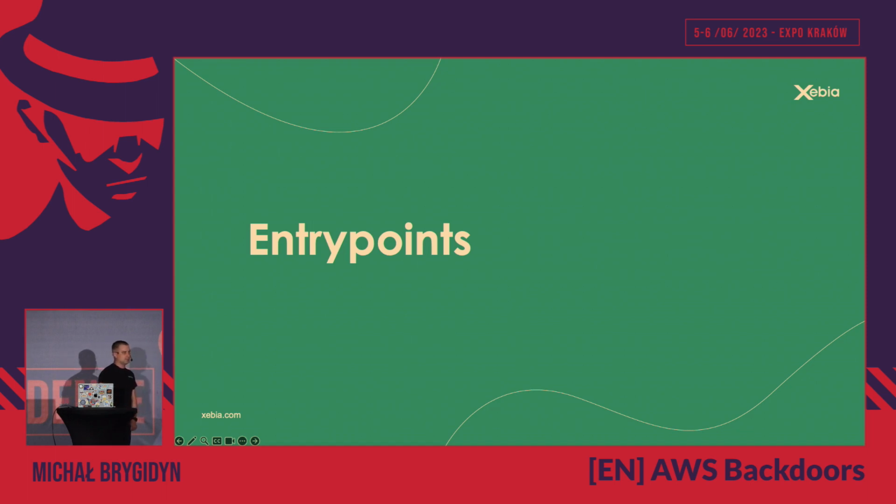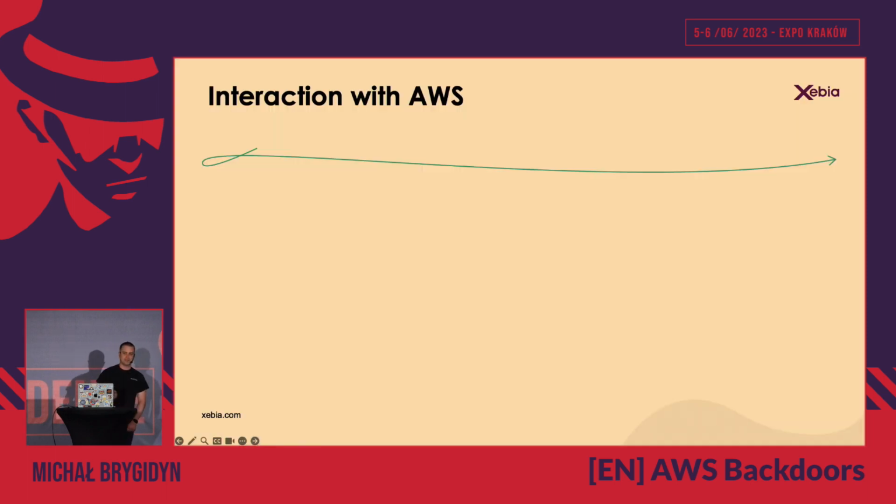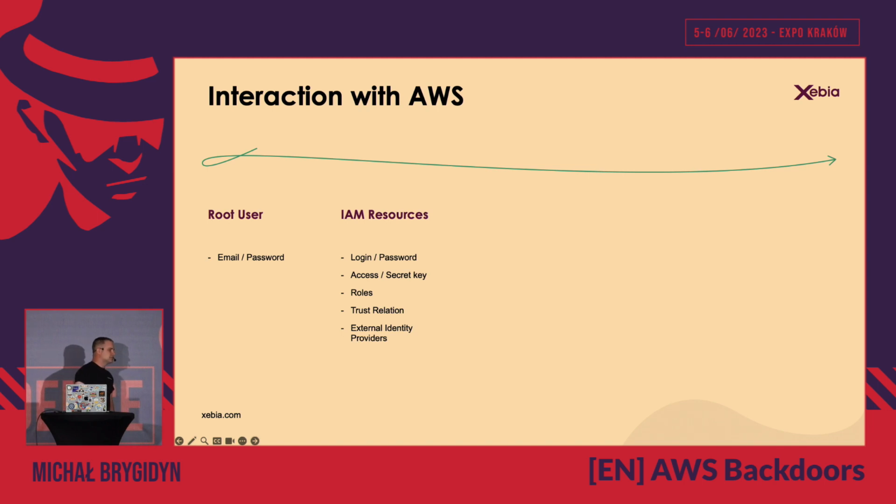But first, entry points. If you want to interact with AWS, you can start with a root user. That's a user that you get for every single account. When you create the account, you get the root user. That's an email and password, and that's a user that you should not use. Then we have IAM resources, like IAM users, roles, and other access methods like identity providers, SAML or OpenID identity providers configured with external identity stores. We have trust relations allowing external roles to access the roles in your accounts.